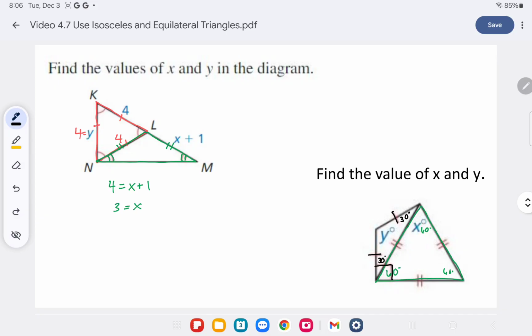And because all three angles of a triangle need to add up to 180, that means angle Y plus the two base angles that are 30 degrees each need to add up to 180, which makes Y equal to 120.